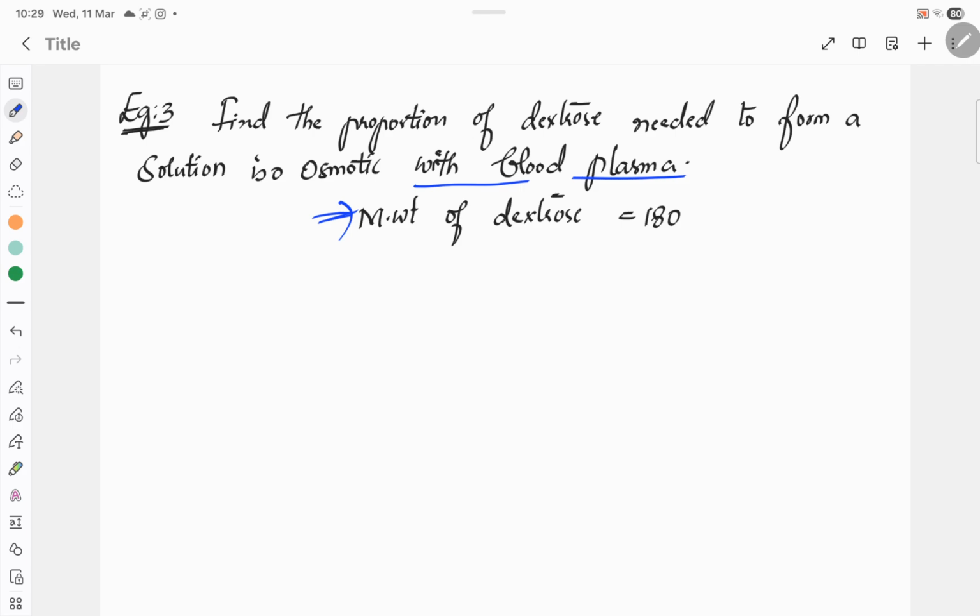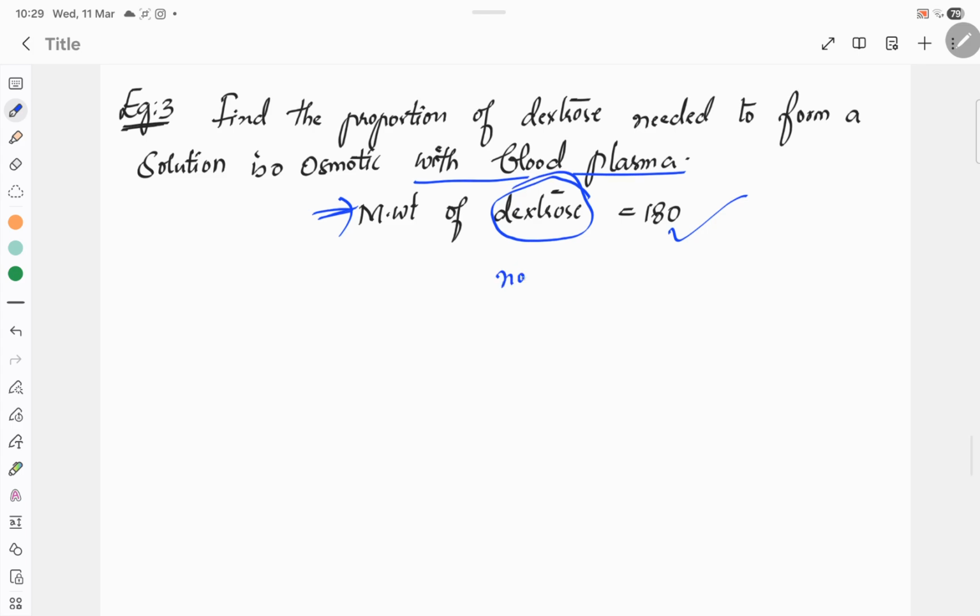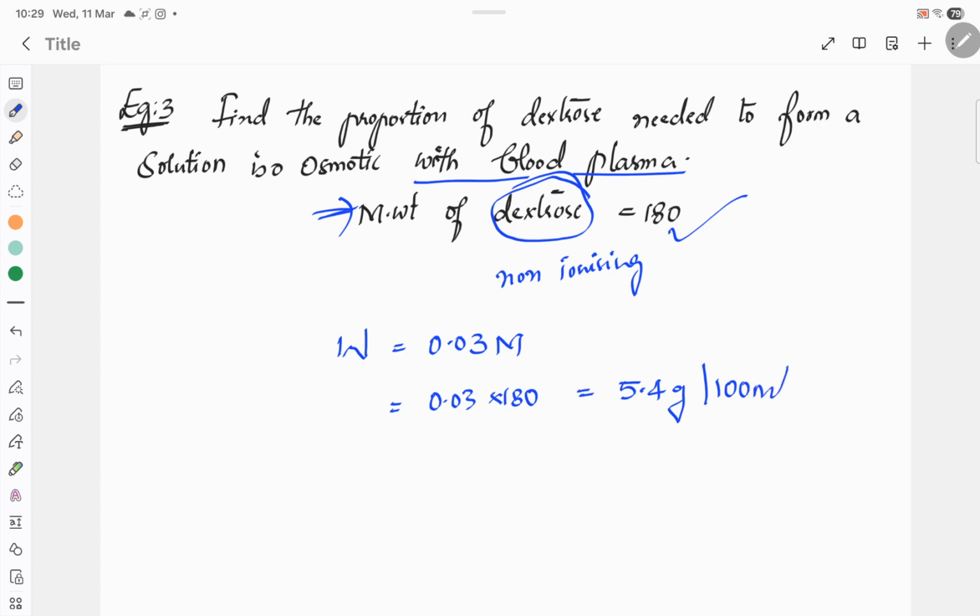So we can go with the molecular concentration, where the formula is 0.03 M by n. M is the gram molecular weight, and n is the number of ions into which the substance is ionized. But dextrose is a non-ionizing substance. So weight percentage, weight by volume, will be equal to 0.03 M. That is 0.03 into 180, which we get as 5.4 grams per 100 ml.